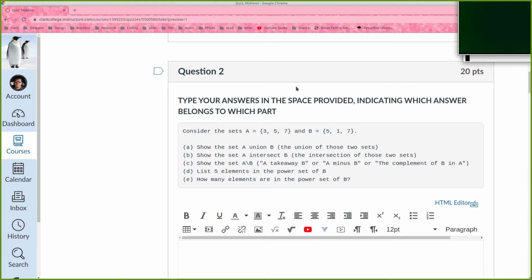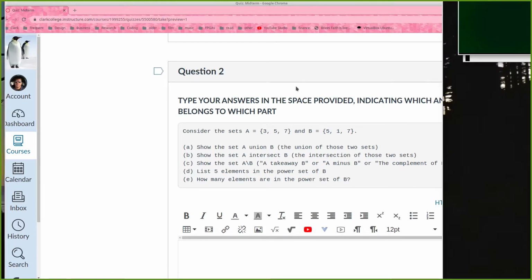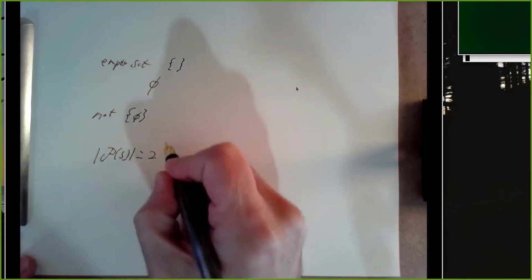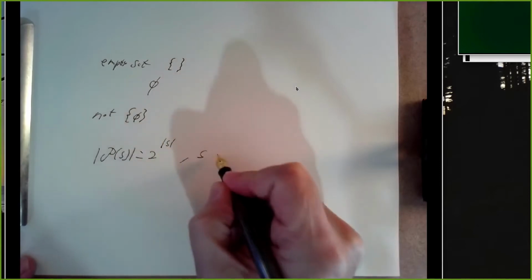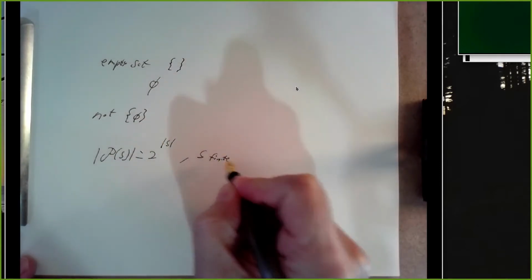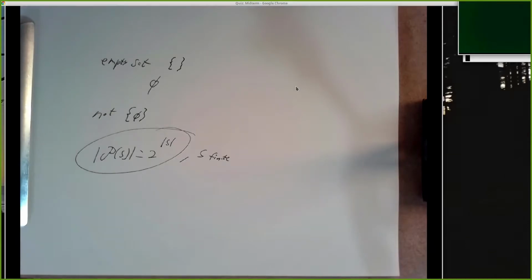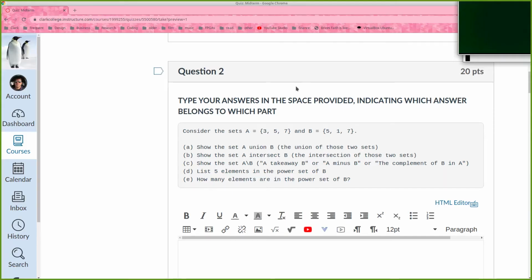And then the power set, since B contains 3 things, the power set contains 2 to the 3rd, which is 8. So we have this formula for a finite set S. The number of things in the power set is 2 raised to the number of things in the set itself. So set with 3 elements, power set would have 8. So no real issues that I saw in any of that.